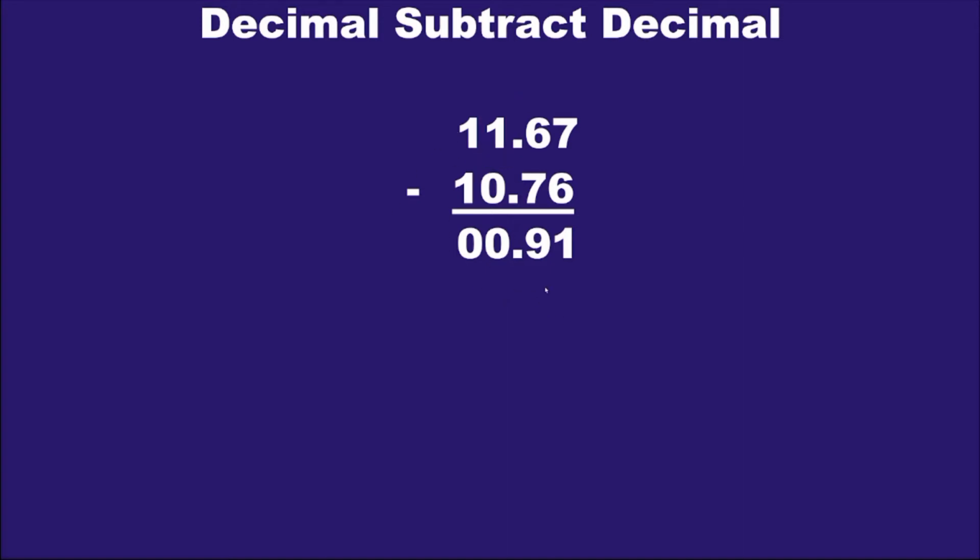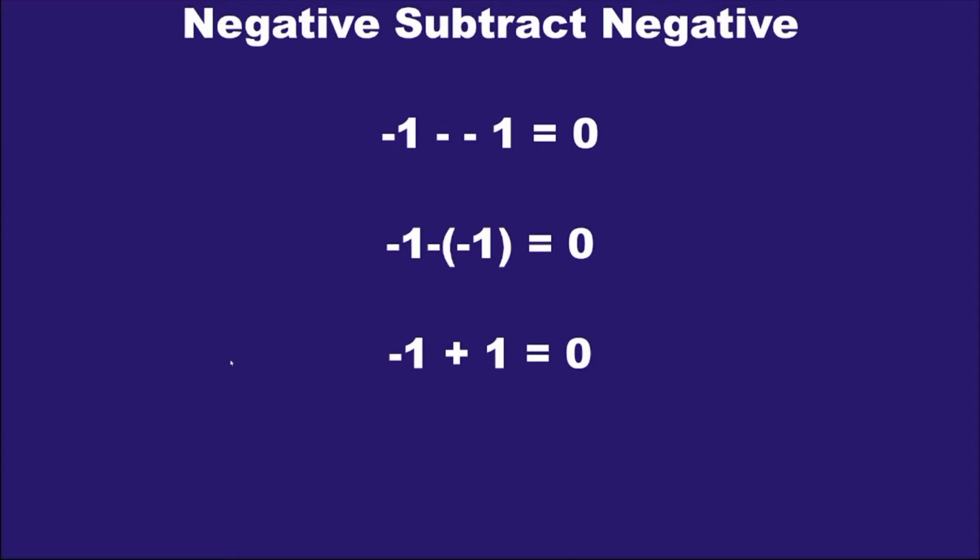So we get 0.91. Negative subtract negative. Negative 1 minus negative 1 equals 0. This equation is identical to this equation: negative 1 minus parenthesis negative 1 equals 0. That's because a negative times a negative makes a positive. So that's why the next problem shows you negative 1 plus 1 equals 0. These all three are technically the same.